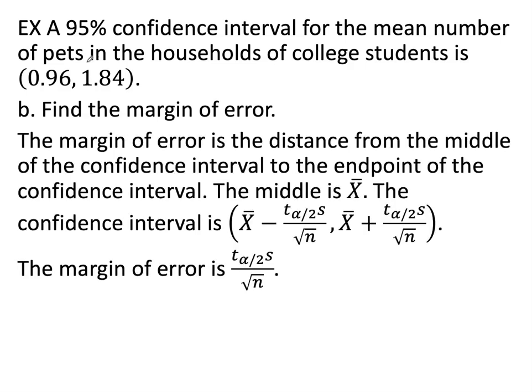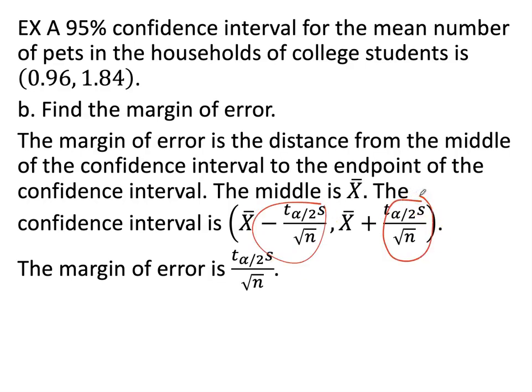Find the margin of error. Again, the margin of error is the distance from the middle of the confidence interval to the endpoint of the confidence interval. The middle is x bar. We just saw that a moment ago. And the confidence interval looks like this: x bar minus this stuff to x bar plus this stuff.